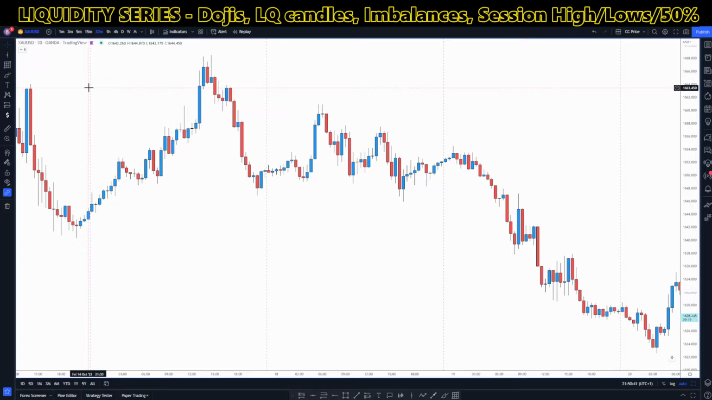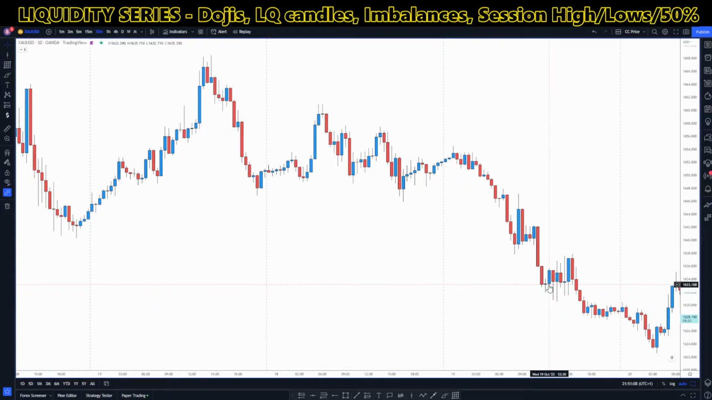Okay, so this is going to be my view on what I look for when I'm starting my day. You can see up the top there's a heading. There's dojis, liquidity candles, imbalances, session highs, lows, 50% points. These are not all of them, but some of the very common ones that I'll be looking at. You can also include double bottoms and double tops as well.